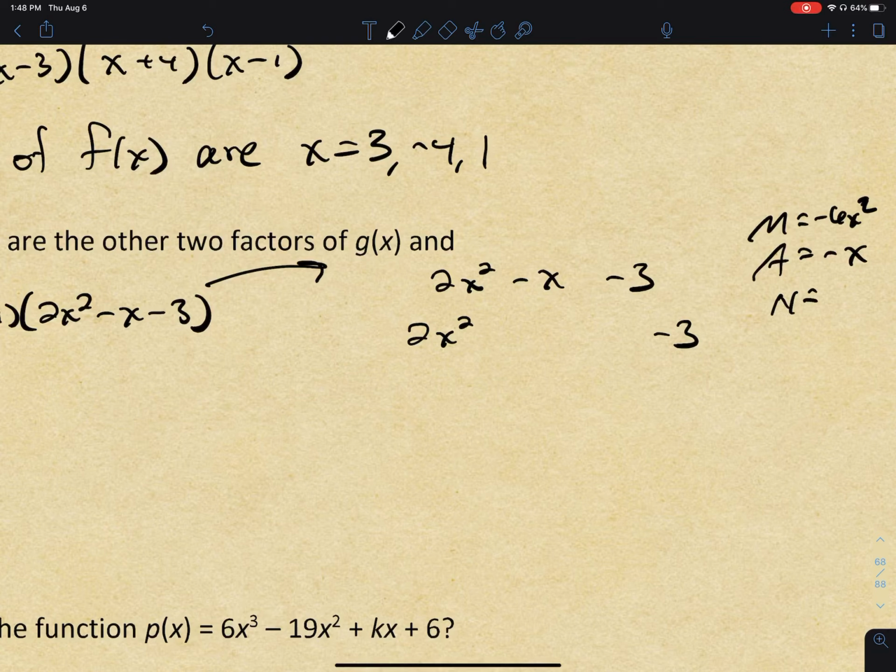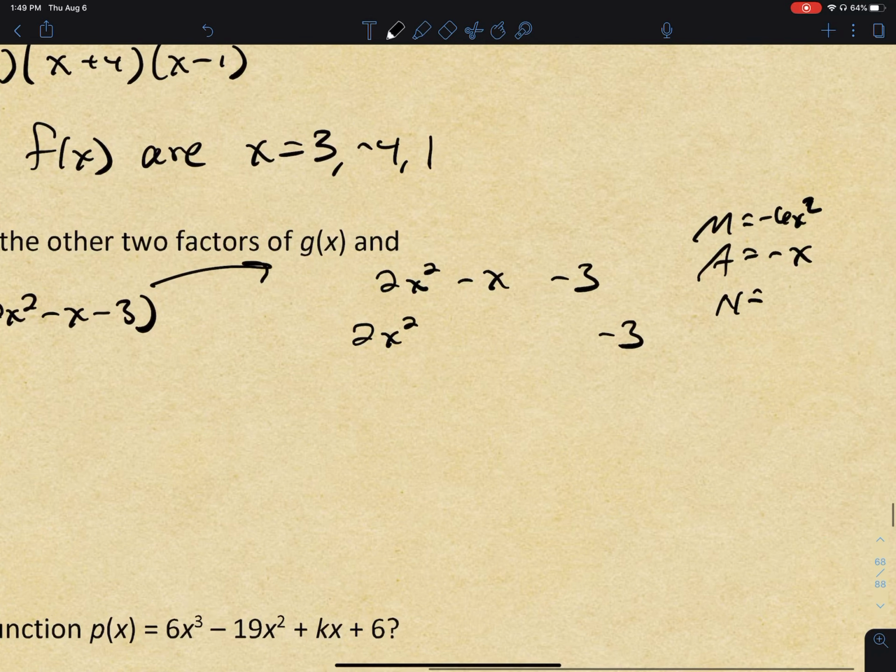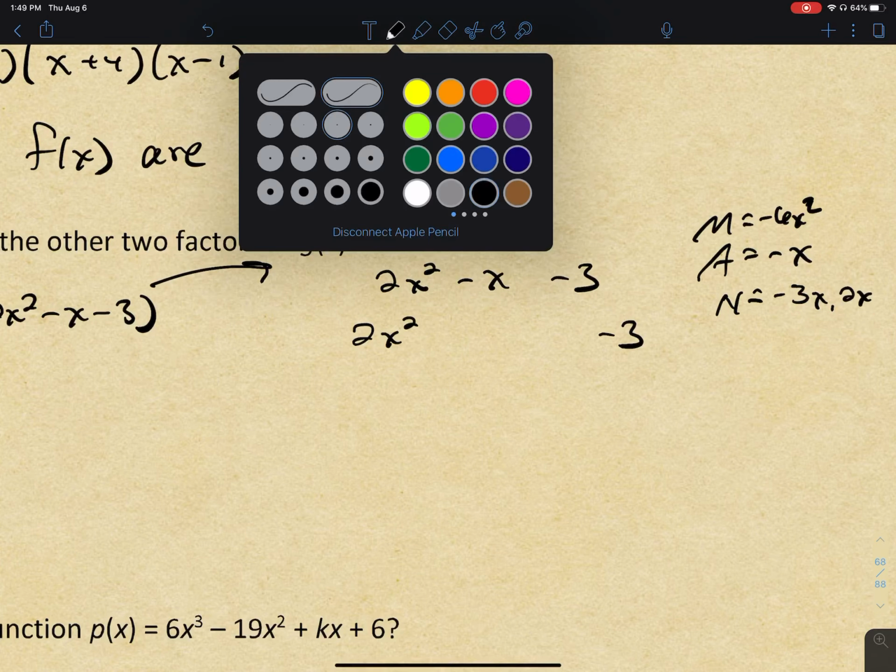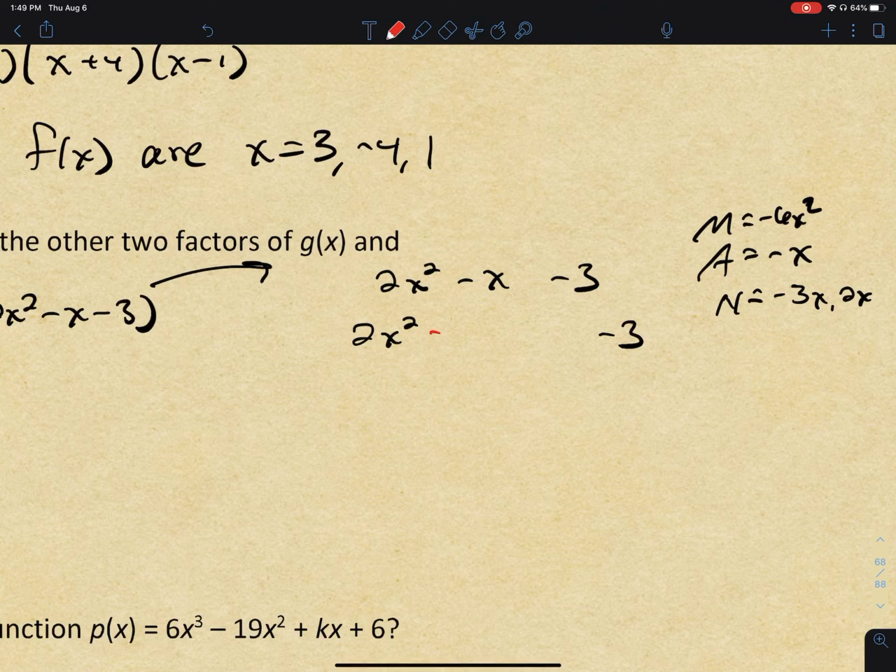So that would be, let's see, negative 3x and 2x. Does that work? Negative 3x times 2x is negative 6x squared. You add these. Yep, so that works. So this middle term is going to be negative 3x plus 2x.